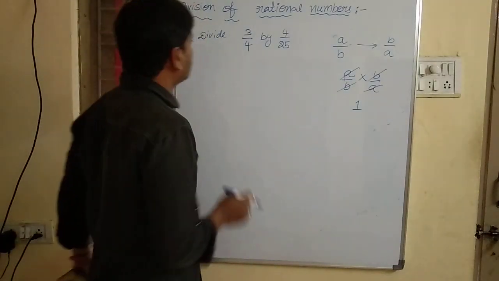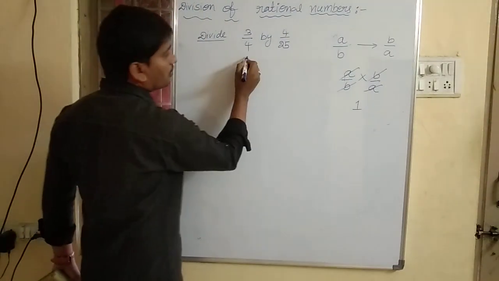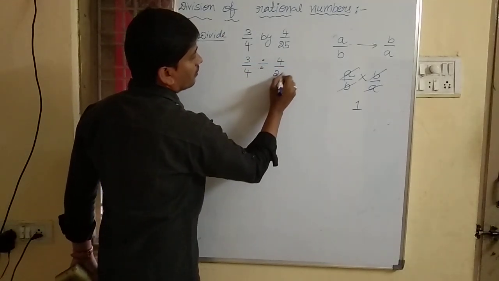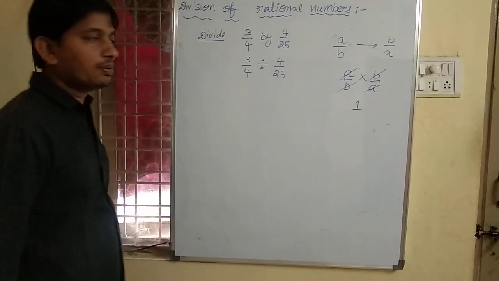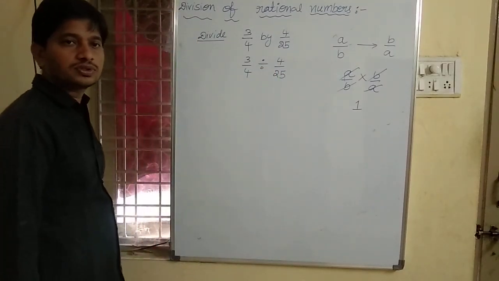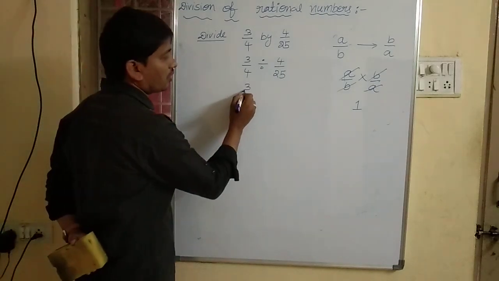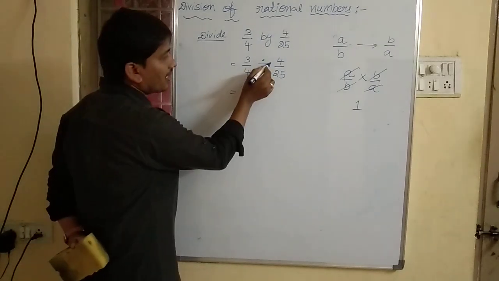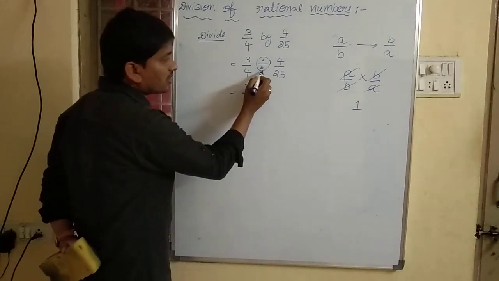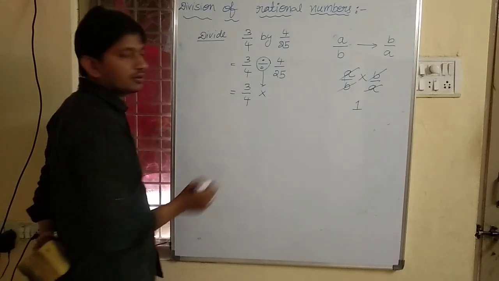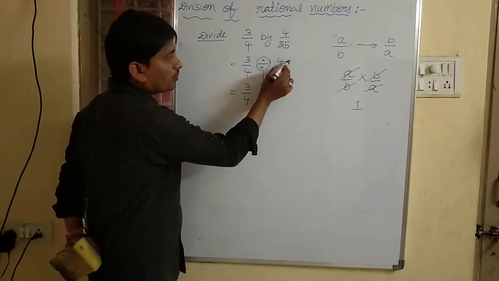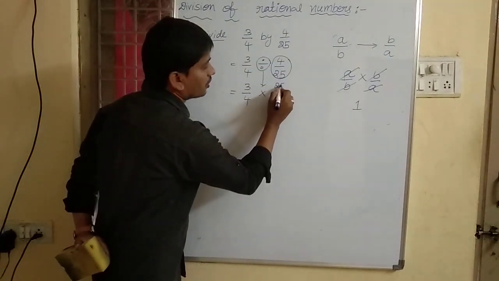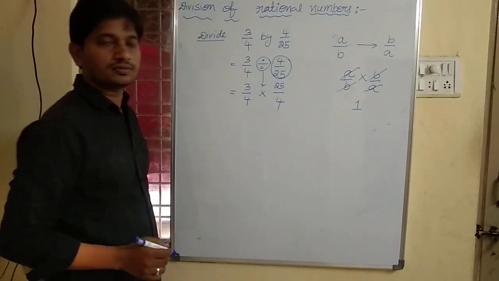So what they are asking: divide 3 by 4 divided by 4 by 25. So what to do now? First fraction you write down as it is, 3 by 4. Now you replace this division symbol with a multiplication symbol and the reciprocal of 4 by 25. What is the reciprocal of 4 by 25? That is 25 by 4.